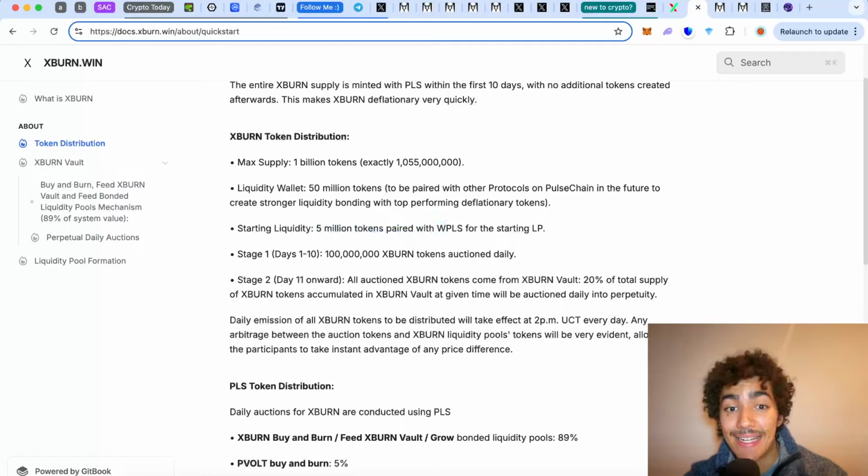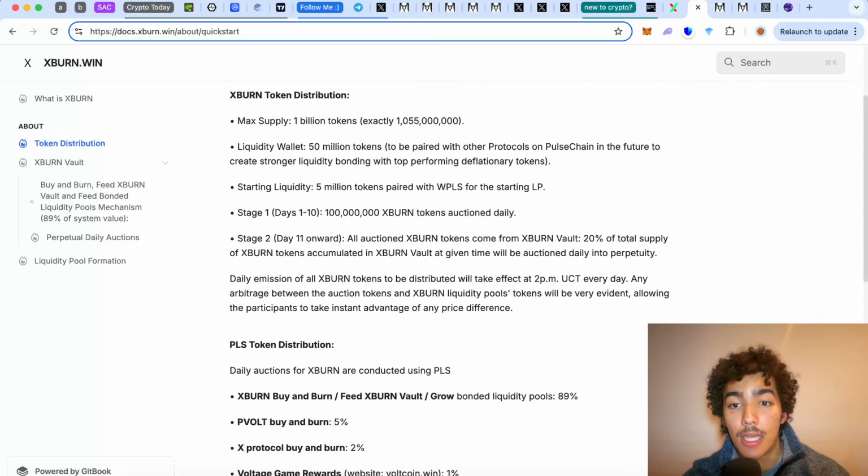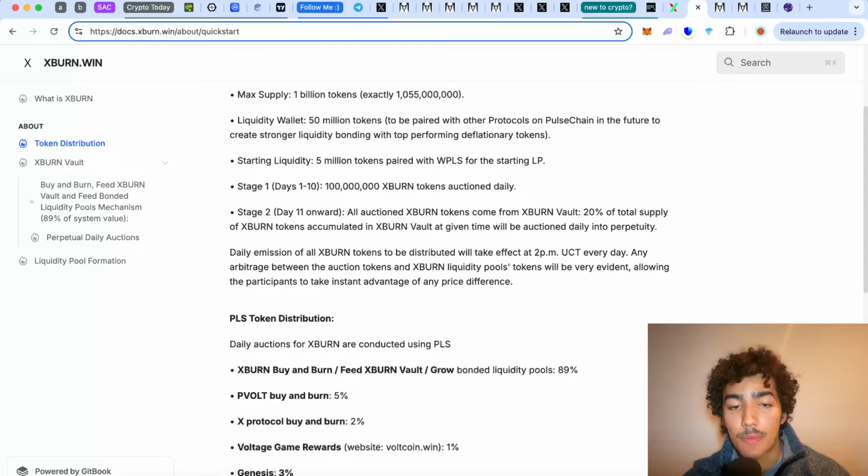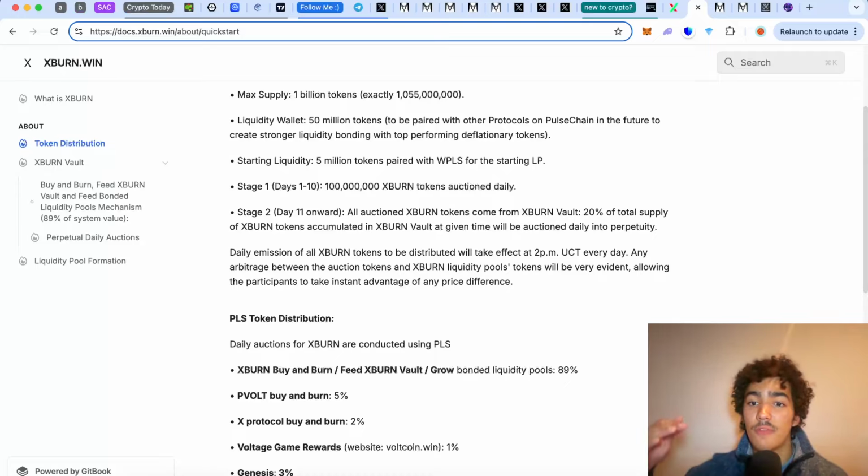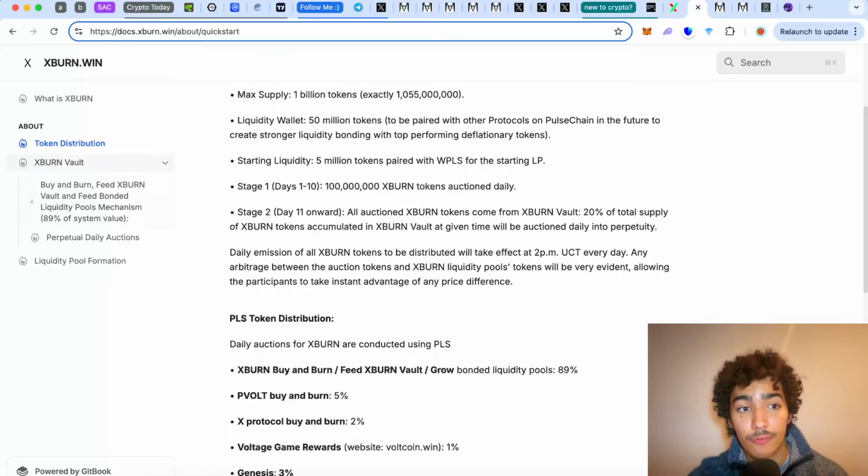And then stage 1, 10 days, 100 million XBURN will be auctioned daily. Stage 2, which is day 11 onward, all auctioned XBURN tokens come from XBURN vault. 20% of the total supply of XBURN tokens accumulated in the XBURN vault at a given time will be auctioned daily into perpetuity. Daily emissions of all XBURN tokens to be distributed will take effect at 2 p.m. UTC every day. Any arbitrage between the auction tokens and XBURN liquidity pools token will be very evident, allowing the participants to take instant advantage of any price difference.